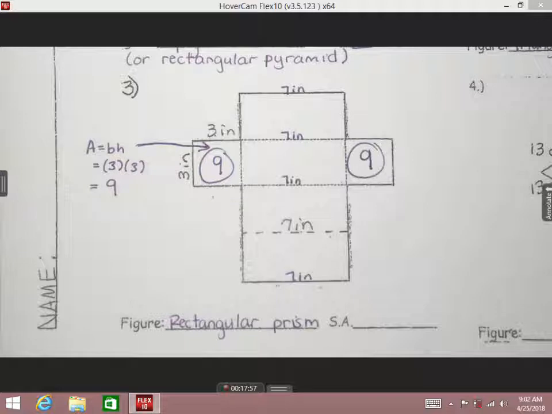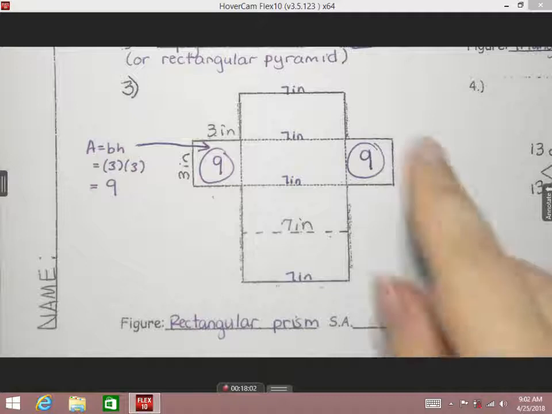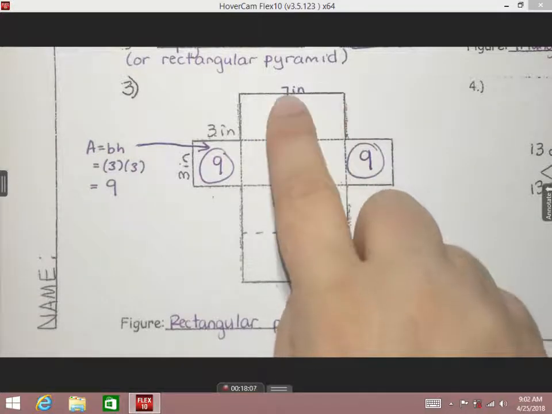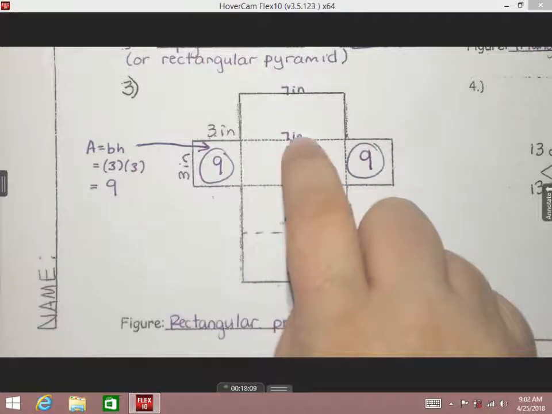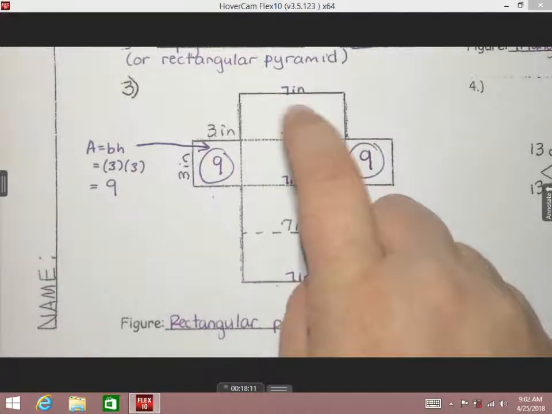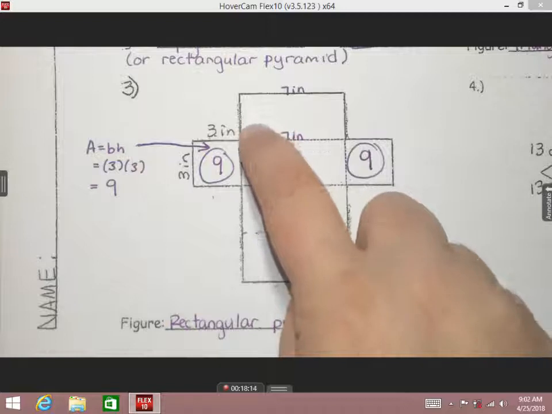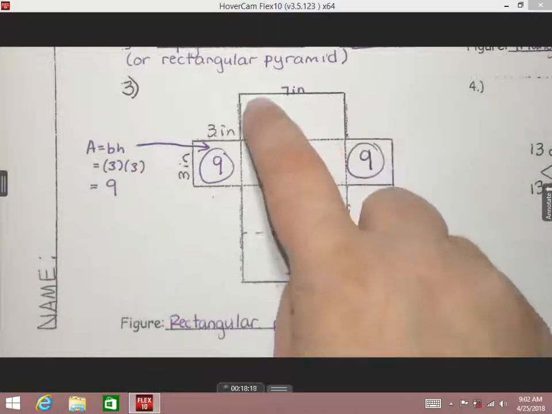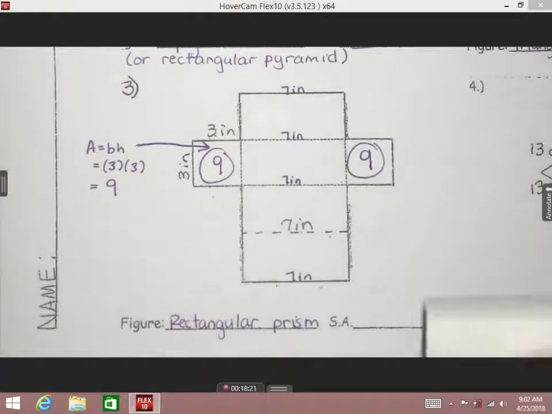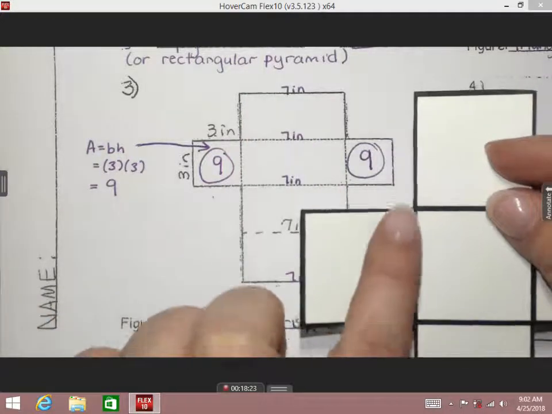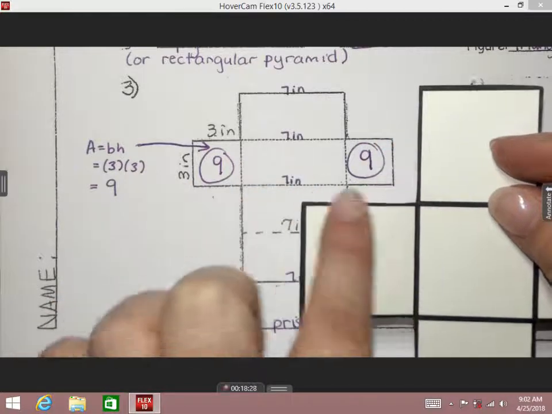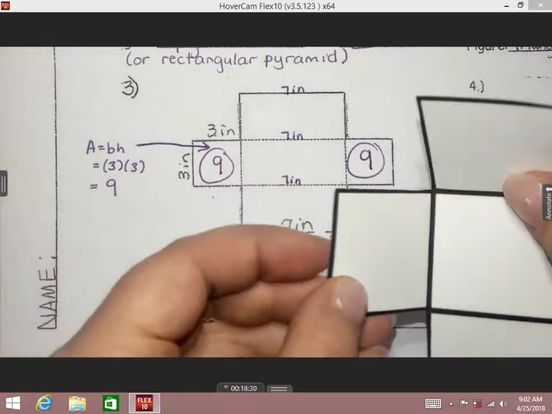Alright, we have to be careful again. I'm going to start with this top shape. I know that the base is 7. Does it tell me anywhere how tall it is? No, it doesn't tell me right away. So I want us to think back. Remember when we were talking about how if you look at this side, when I fold it up, what's going to happen to those two sides?